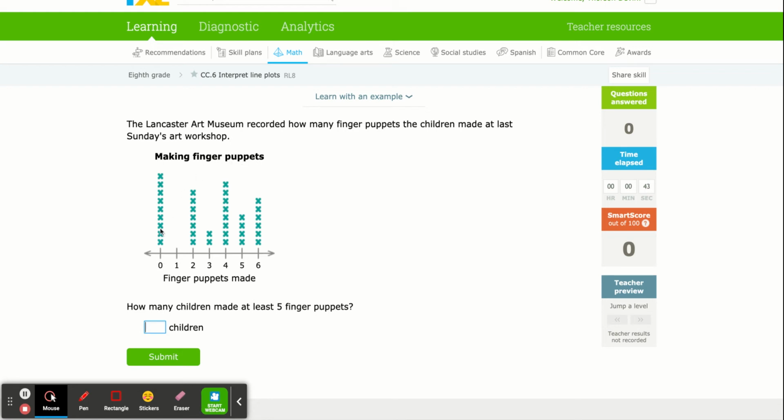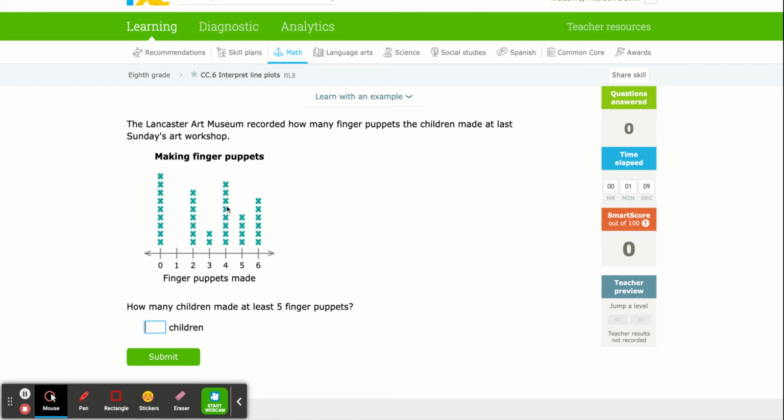So in other words, as we read, it says Lancaster's Art Museum recorded how many finger puppets the children made at last Sunday's art workshop. So 1, 2, 3, 4, 5, 6, 7, 8, 9 children made zero. There wasn't any children that made one. There was 1, 2, 3, 4, 5, 6, 7 children that made two. So again, this is the number.